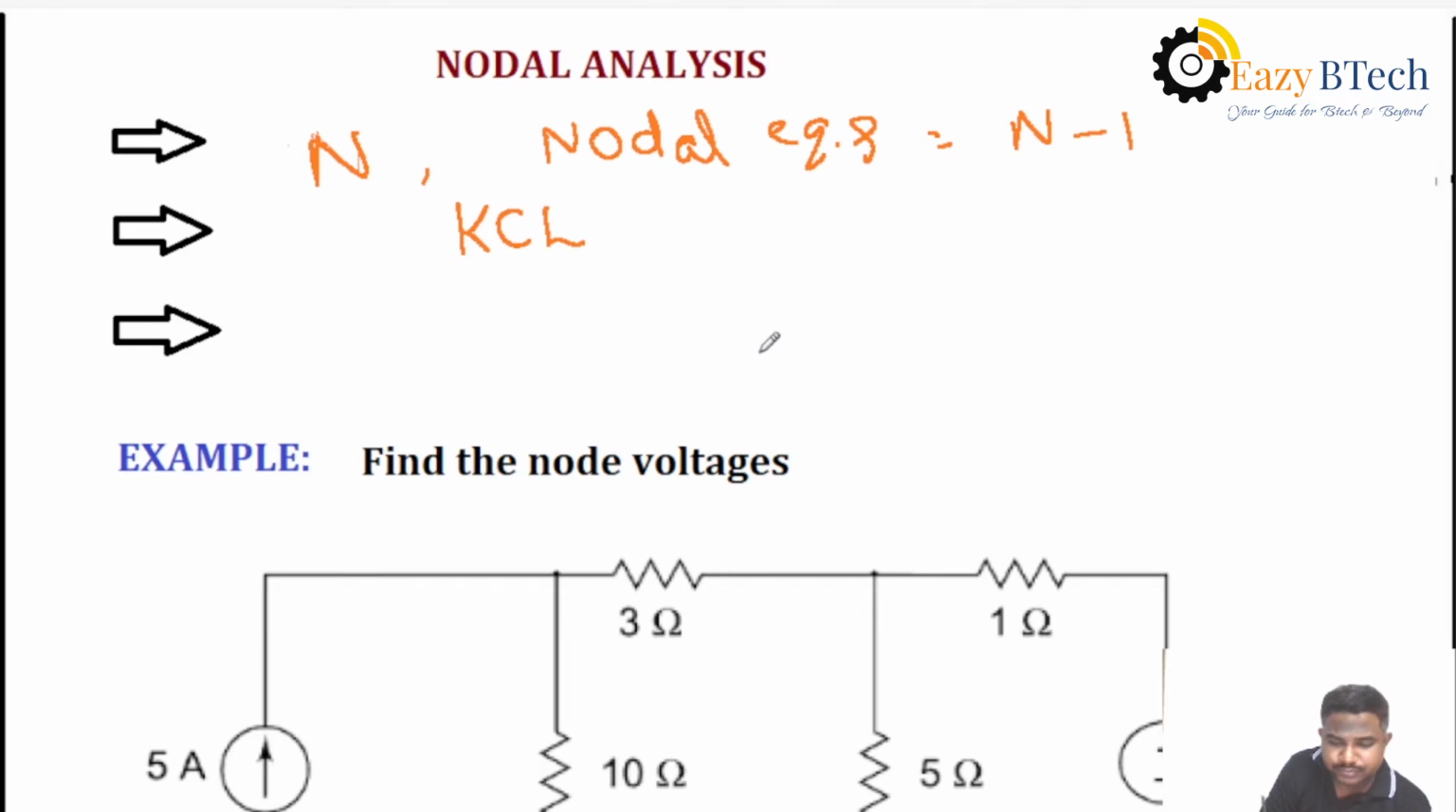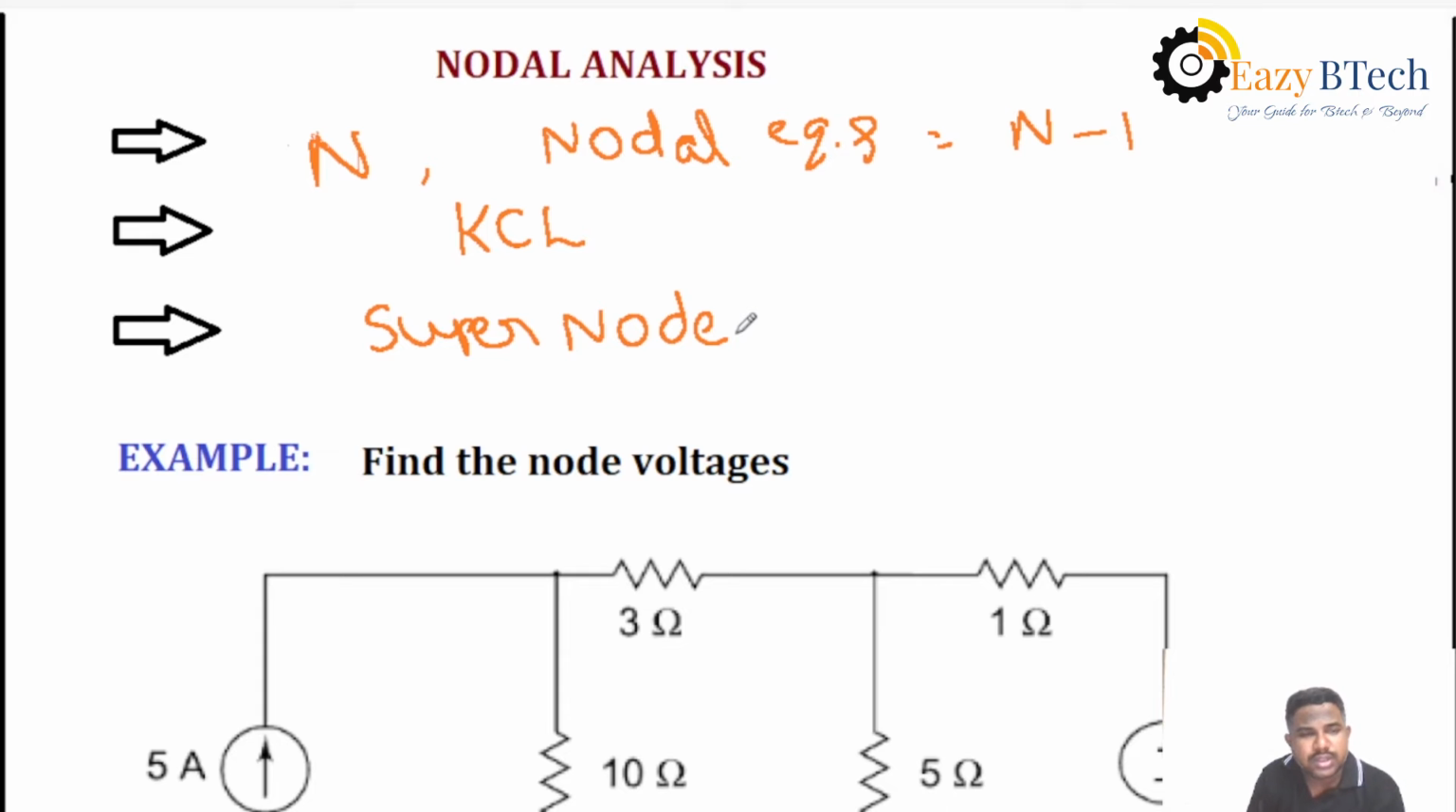And also, if there is a voltage source between two nodes, then that is called the super node analysis. You can write the nodal equation based on the super node when the circuit consists of a voltage source between two nodes. That analysis is called the super node analysis.